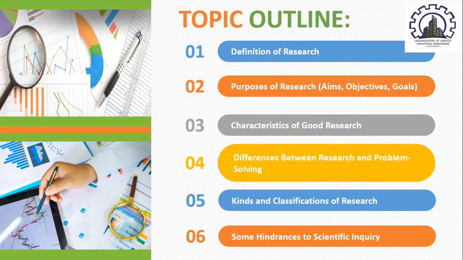Fifth, we have kinds and classifications of research. Sixth, we have some hindrances to scientific inquiry. And finally, we have the scientific method of research.